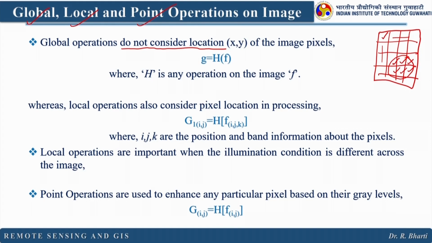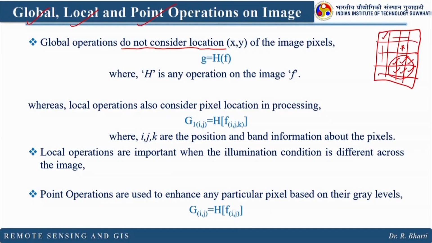In point operation, basically it is used to enhance any particular pixel based on their gray levels. So, you can find out those pixels which are having this gray number or digital number and then process it, right. Or if you want to identify a particular pixel and then run an algorithm, that is possible only with point operation, right.